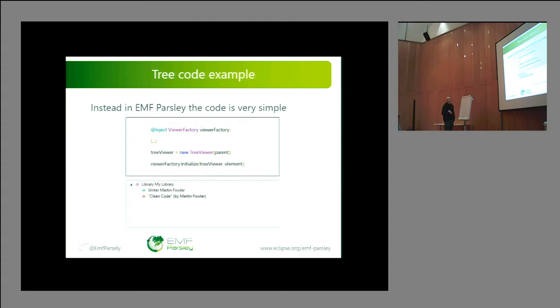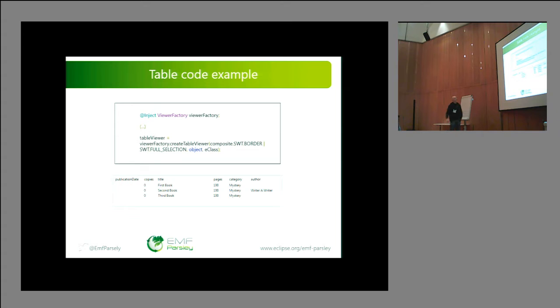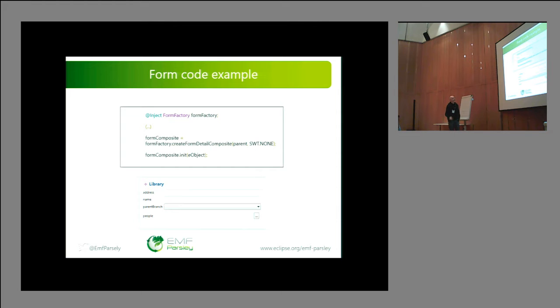Or if you want a form, again, you inject the factory and you create it. Or a table: you just inject the factory and you create the table based on your EMF model, just 2 lines. And the same holds for forms. Just inject the form factory and then create the form. And again, everything is done automatically by Parsley in the background.